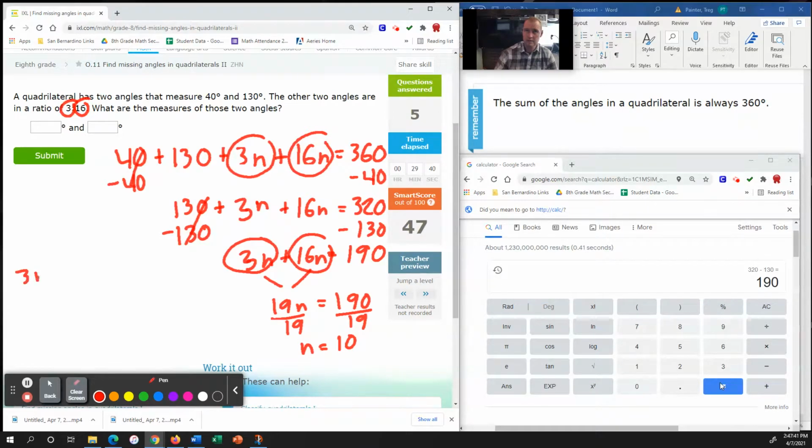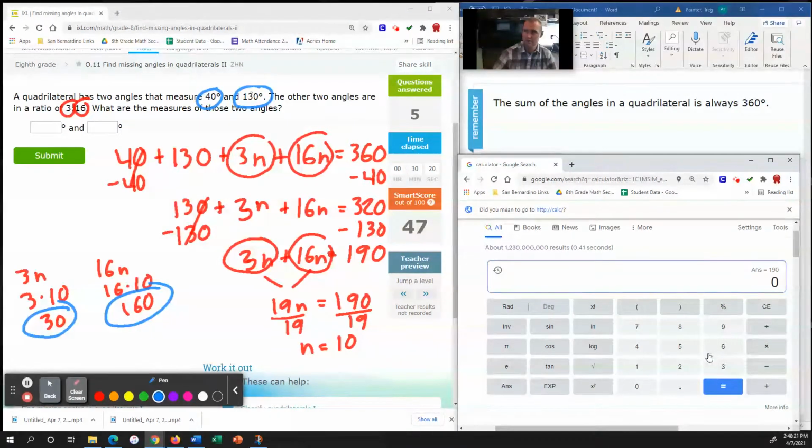All right. So we got 3n is our first ratio. Now that we know what n is, which is 10, we got 3 times 10 equals 30. And 16n, we got 16 times 10 because n is 10, is 160. So what I'm going to do is grab my blue values. I got 160, a 30, and the 2 they gave us, 40 and 130. Those need to add up to 360, so we know this is correct.